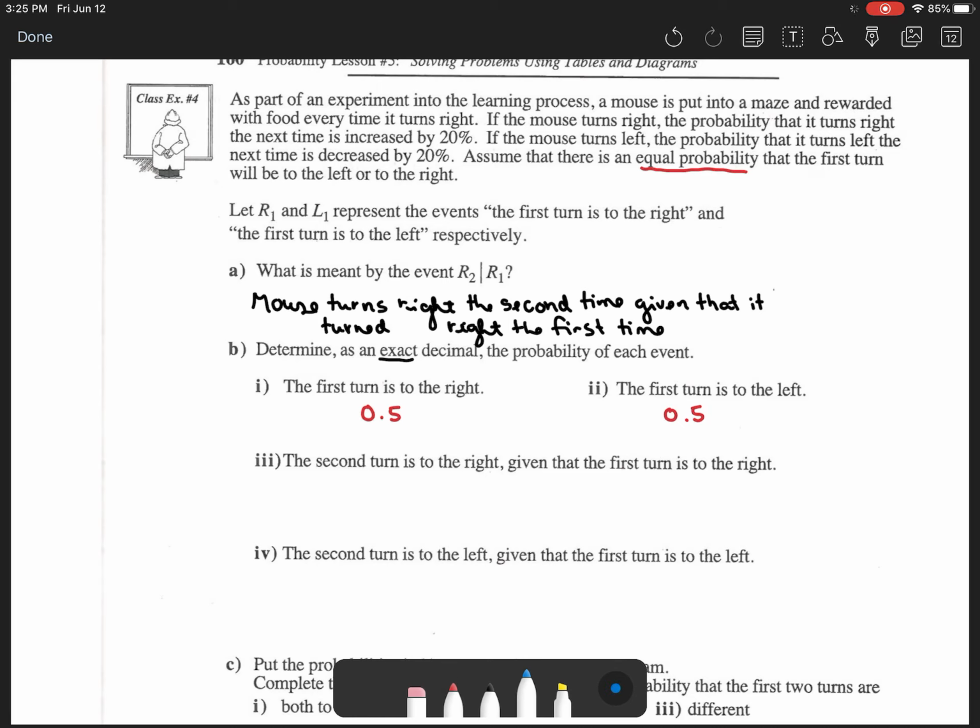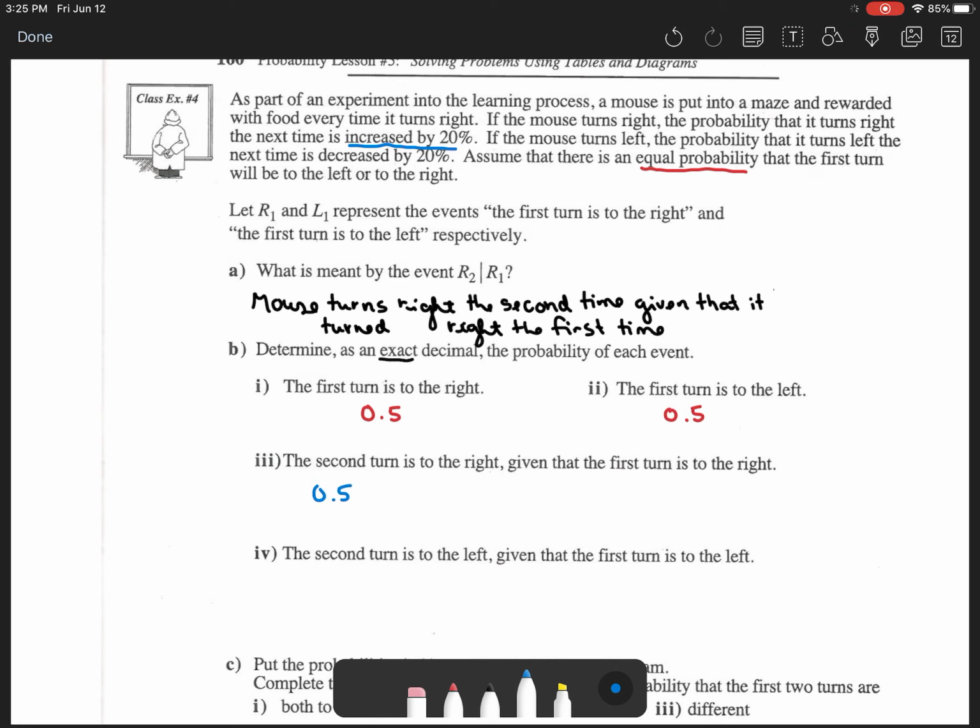Now, the third one, under B, the second turn is to the right, given that the first turn is to the right. So this is where we go to the top and take a look at what they say. It says, if the mouse turns right, the probability it turns right the next time is increased by 20%, right?